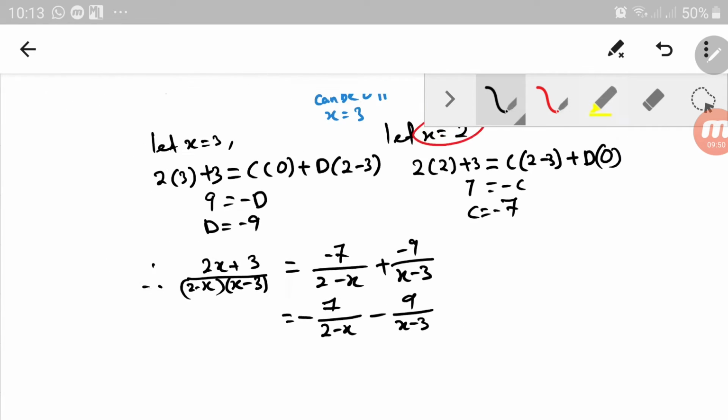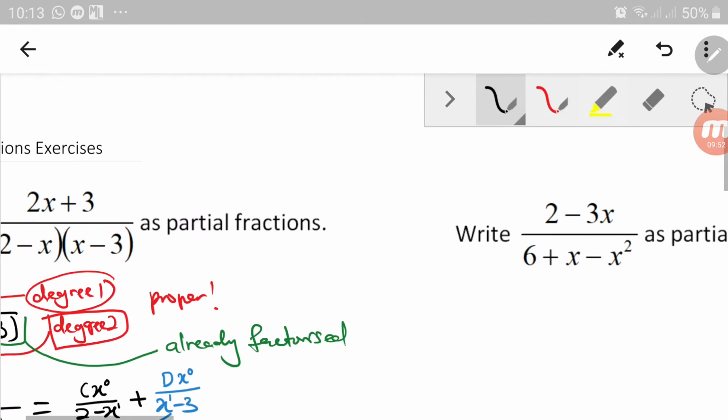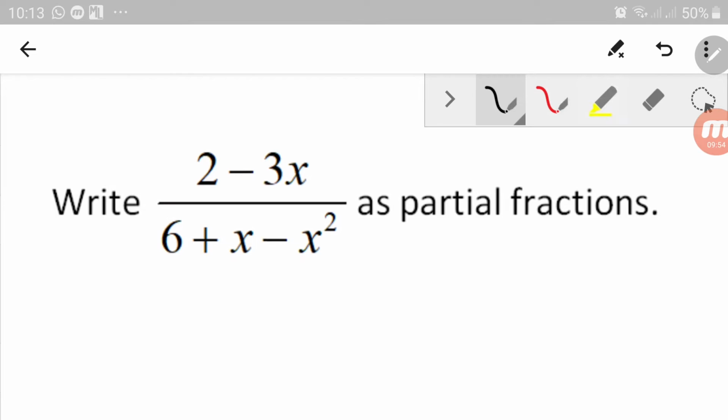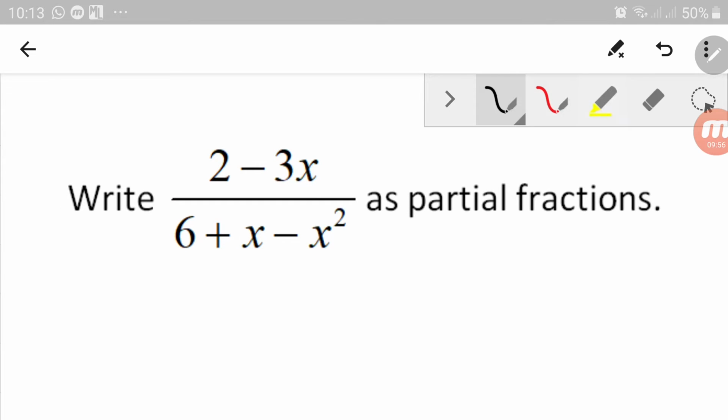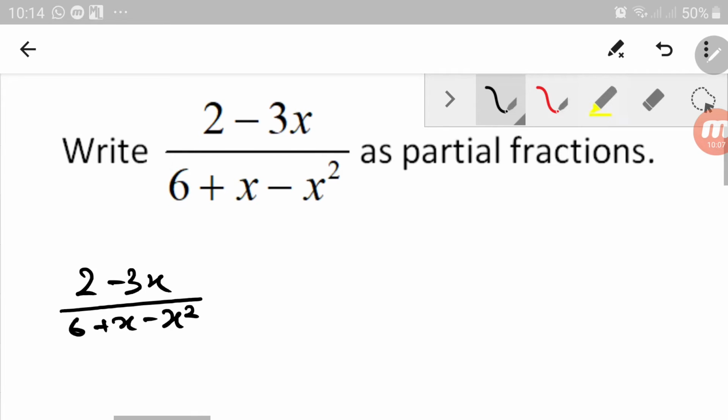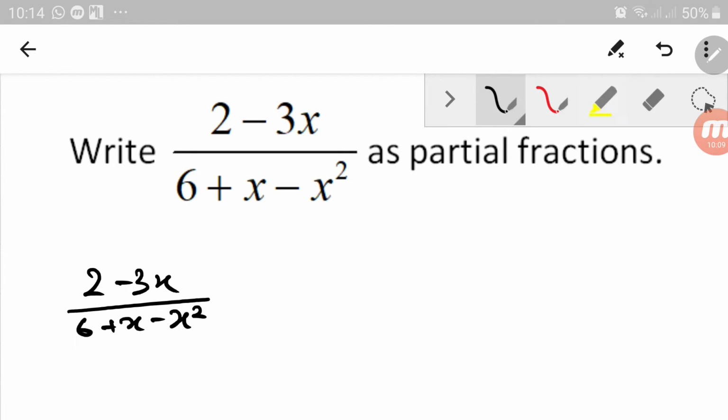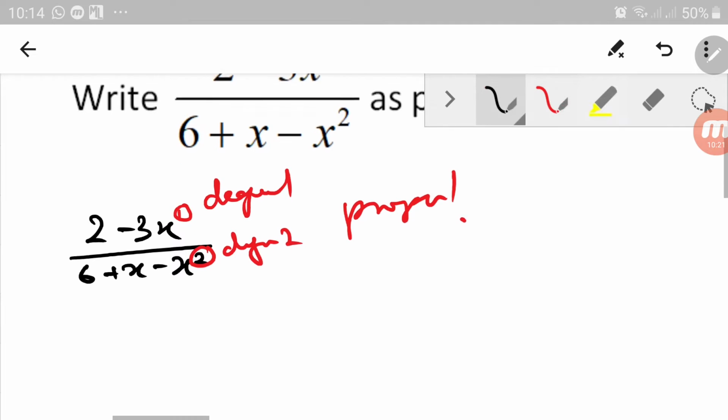Okay, so this is the partial fraction. Maybe we can do one more example. For this one, write (2 - 3x) over (6 + x - x squared). First thing first, we have to look: this one is degree 1, this one is degree 2, so it is proper. Settle.